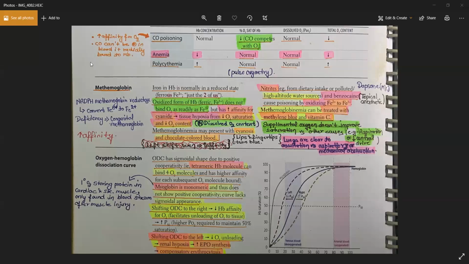But because this methemoglobin cannot bind to the oxygen at all now, even if you give the patient supplemental oxygen, this won't raise the saturation of the patient. Okay. So note this fact, it is very important.